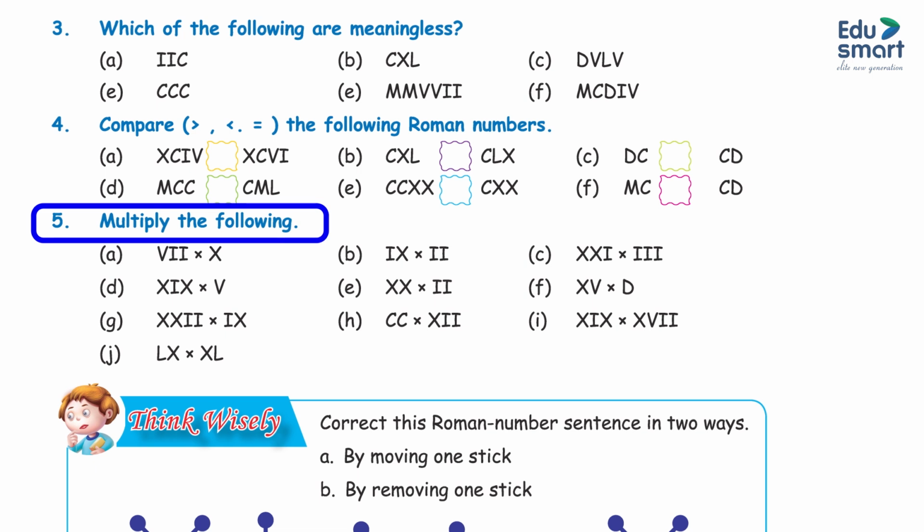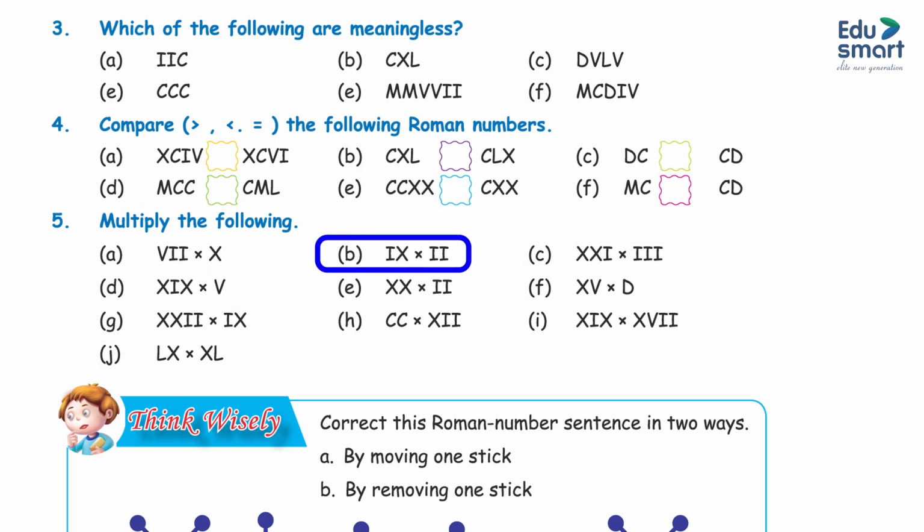5. Multiply the following. A. VII into X. B. IX into II. C. XXI into III. D. XIX into V. E. XX into II. F. XV into D. G. XXII into IX. H. CC into XII. I. XIX into XVI. J. LX into XL.